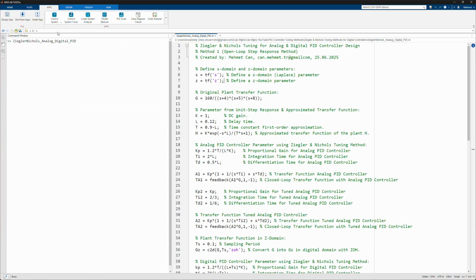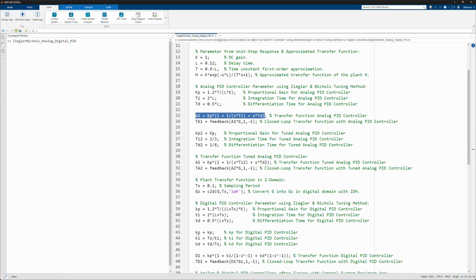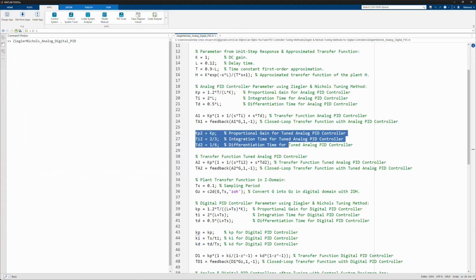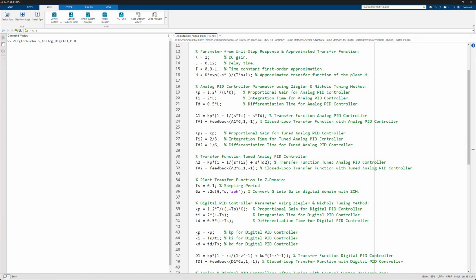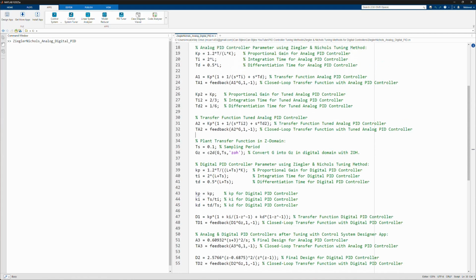If you click on this, it will take some time. It will bring up the application where you can insert your controllers, because you see here the A1, which is our original analog PID controller. We have here also the A2, which is our tuned version, by selecting the values we have discussed. And we have this plant again for the Z domain operation, where you see the TS, the sampling period, etc. And now you see here the D1, which is our original PID controller in the digital domain.